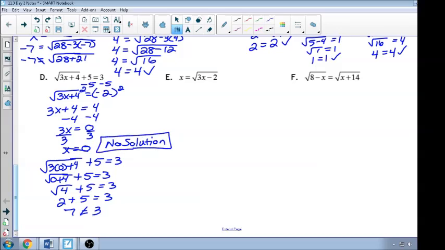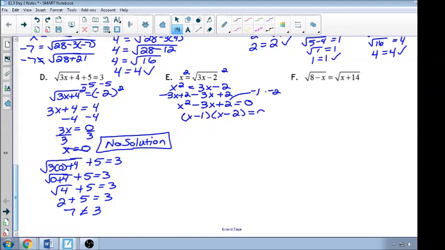Okay. On to E, which is back like the problems that we've been doing up top. I need to square both sides. So I have x squared equals 3x minus 2. I'm going to subtract 3x and add 2 to both sides. So x squared minus 3x plus 2 equals 0. I need to factor at this point. The middle term's negative, so my larger number's negative. It needs to multiply to a positive, so my smaller number's negative.